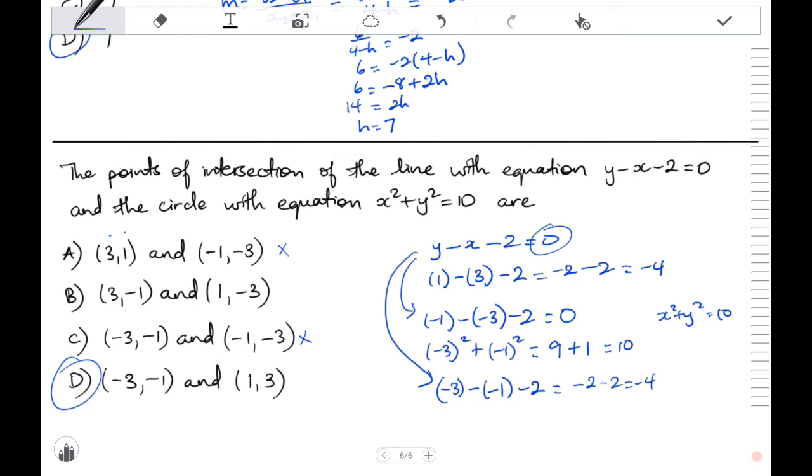And we can just verify. If I use the same equation again, and I use these values, this is 3 take away 1 minus 2. So 3 take away 1, 2 minus 2, 0. So it satisfies. And most likely it will satisfy the second equation. 1 squared is 1, plus 3 squared is 9, 1 plus 9 equals 10. So this is the answer.